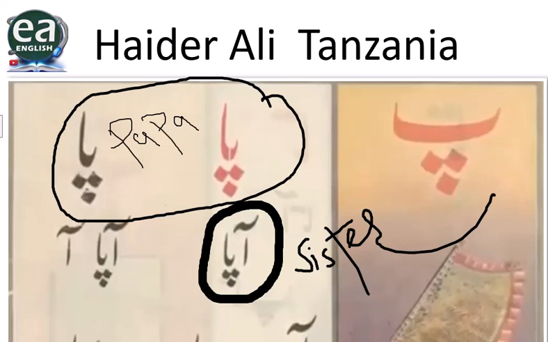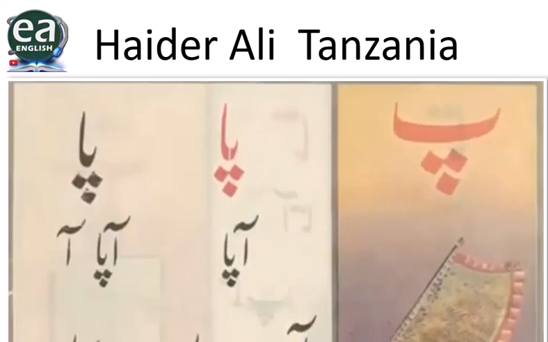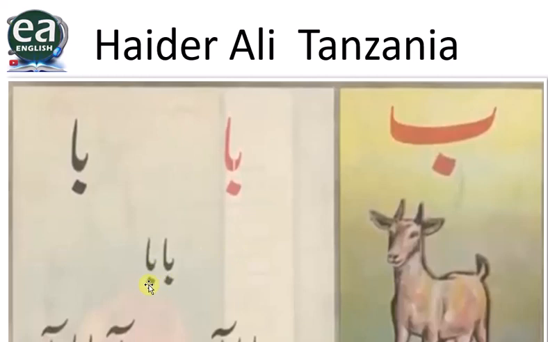So now, what are the components for Papa? The components for Papa are pay, alif, pay, alif. And what are the components for Apa? Alif mad, pay alif pa. Apa. And what are the components for Baba? Bay alif, bay alif. Baba.